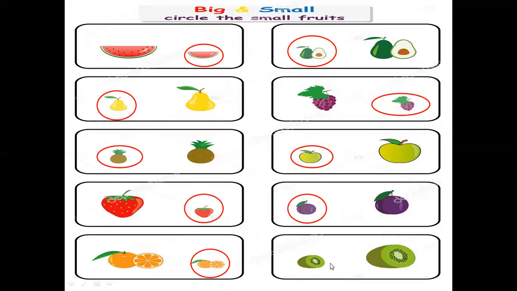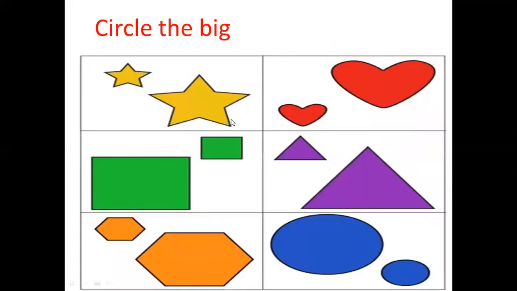Now there is a picture of kiwi. Okay, fruit kiwi. Do you like it? So we are going to circle the small one. So in this case, the small one is this one. So we already selected as a small kiwi. Well done. Understand now? Now, there is some other activity. In this activity, we are going to circle the big one. In the previous activity, we select all the small fruit, but now in this activity, we will select the big one.